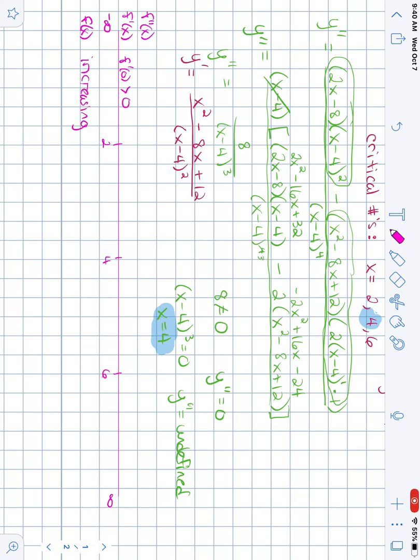I'm going to plug 0 into the second derivative as well. If I plug 0 into the denominator, 0 minus 4 is a negative number, and that negative number cubed is still negative. So positive 8 divided by a negative number is negative, which means that the function is concave down.